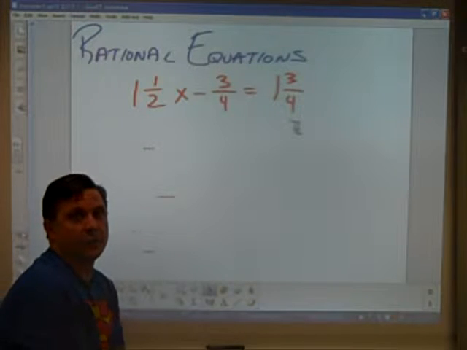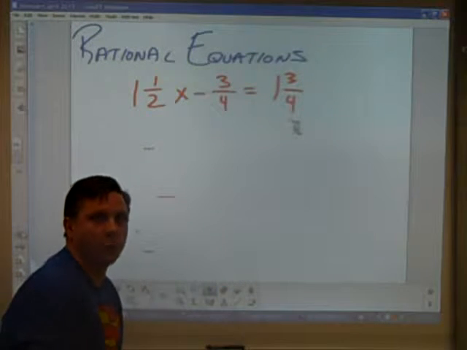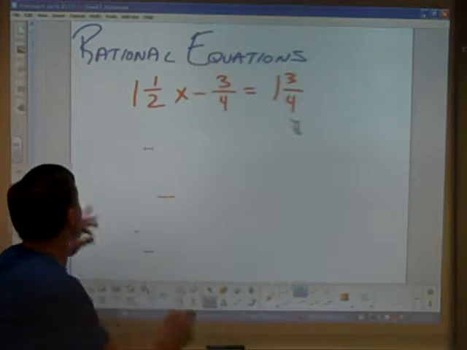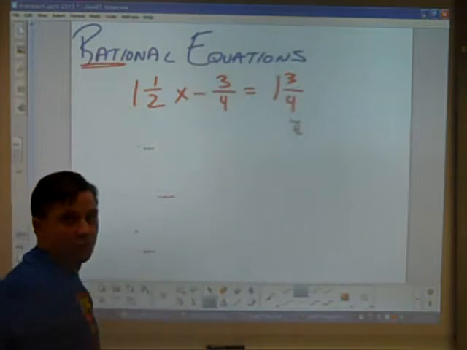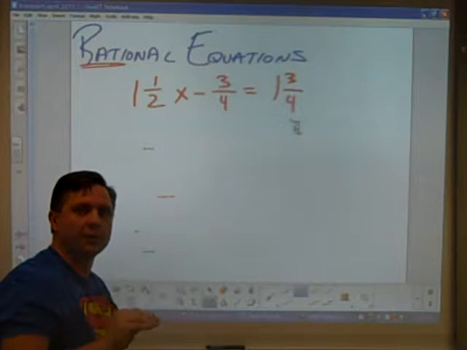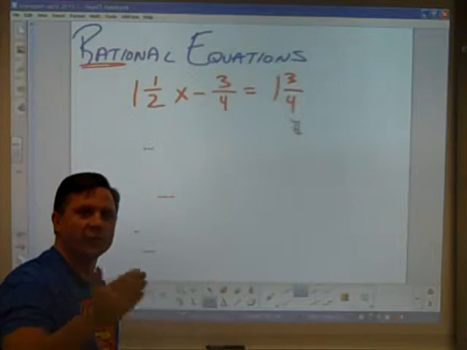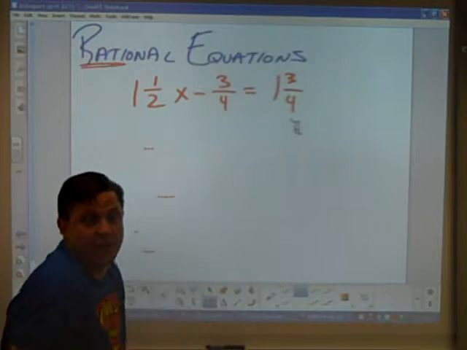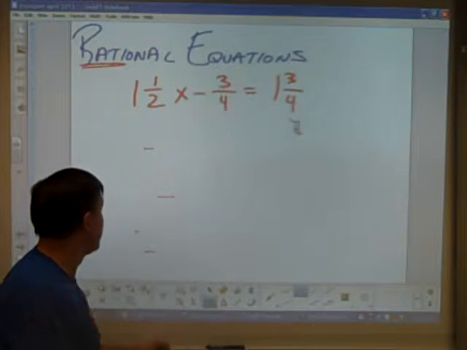All right. So today we're going to talk about rational equations, okay? What's a rational equation? It has the word ratio in it, like 2 to 3, which is a fraction, 2 over 3, 2/3. Anything with an equal sign, because that's an equation, and anything with fractions is a rational equation.